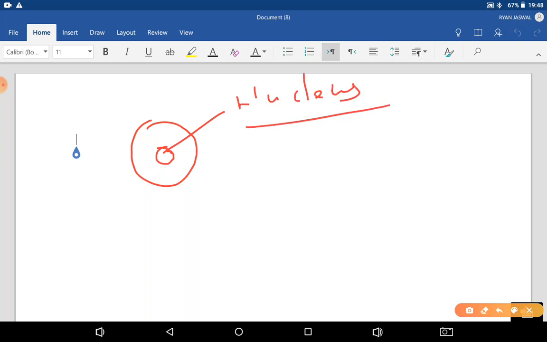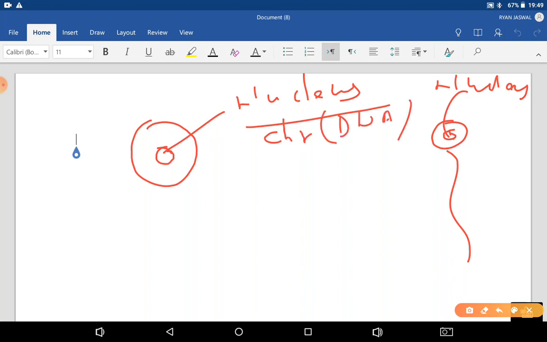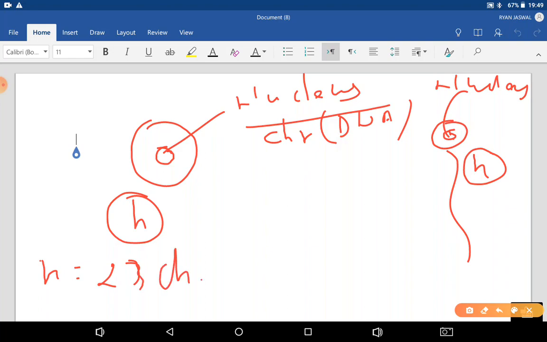Okay, this is the sperm. It also contains the nucleus. This nucleus contains what? It contains the chromosomes, or the DNA. Now the egg, we show it by the N. It is also shown by the N. N means the egg contains 23 chromosomes. Similarly, this N also contains 23 chromosomes.